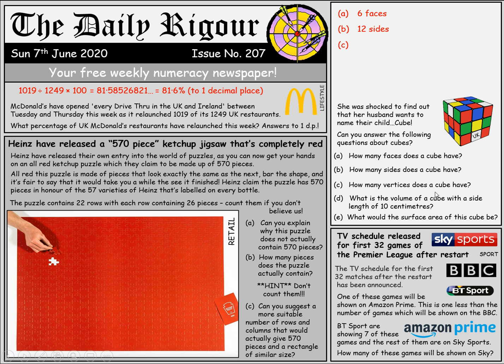So how many vertices does a cube have? Now a vertex is basically the point where two or more sides meet each other. So that's at the kind of points, isn't it? So we've got 4 in the top with all the sides meeting each other, and 4 in the bottom, so that's going to be 8 vertices altogether.